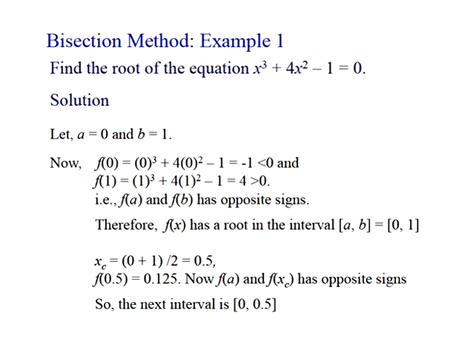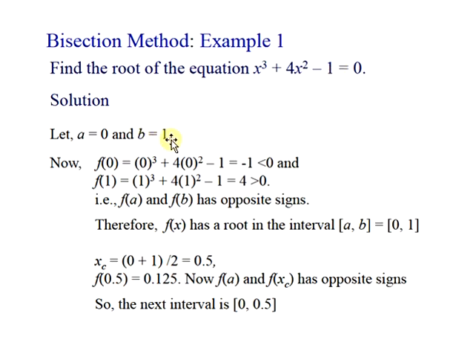You will get to know about this using some examples. So this is the first one. You are asked to find the root of the equation x cube plus 4x square minus 1 equal to 0. So what we do is we substitute some values. Let a is equal to 0. If you substitute a is equal to 0 here, then f of 0 will be 0 plus 0 minus 1. So this is a negative quantity.